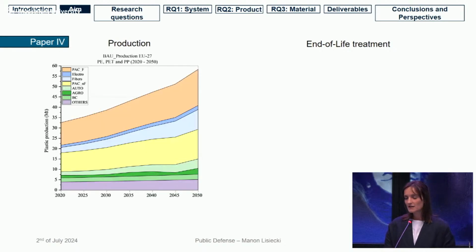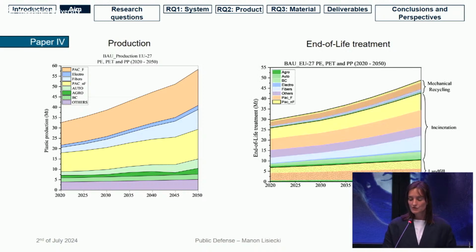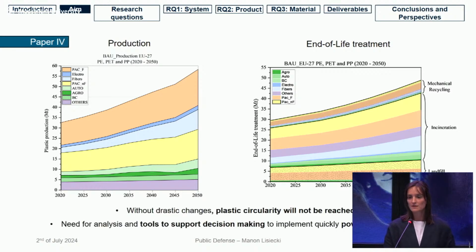If we use material flow analysis to draw the production, we can estimate that between 2020 and 2050, for these 3 types of polymer in the sector represented on the figure, it will almost double. And of course, if production increases, so does plastic waste production. And if we do not implement drastic measures, it will remain a linear incineration economy where mechanical recycling only plays a small part. That is why we need tools and analysis in order to support decision-making, to implement powerful interventions.